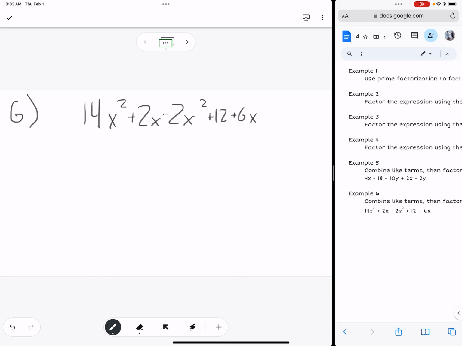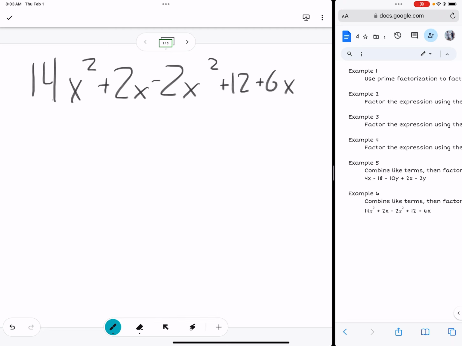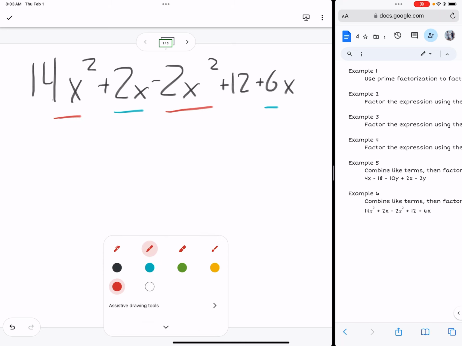Are the x's the same? No, they're not. All x's are not the same. I want to point out, Josiah has a good question. The ones that are squared, in blue, those are like terms. In red, those are like terms. And then obviously this one on the end is just a constant. That way 2x and 6x are like terms.